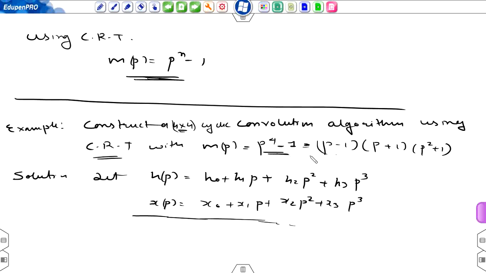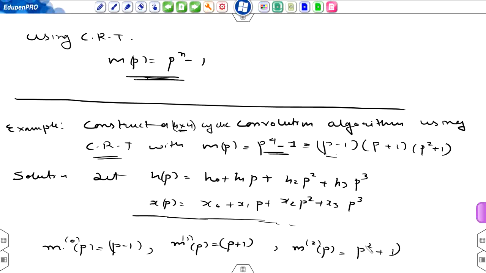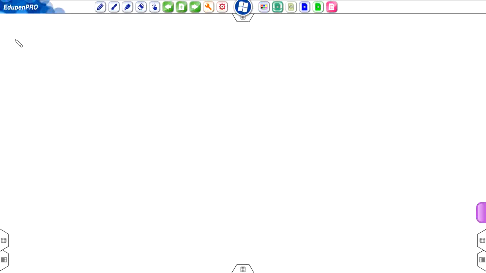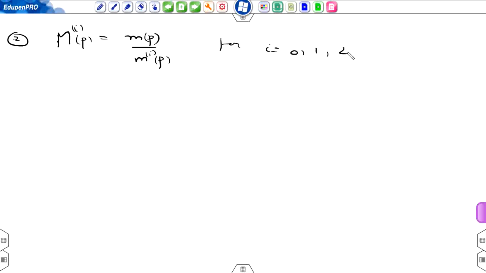Okay, so this modulus is having 3 factors, so I can write m of 0p is equal to p minus 1, m of 1p is equal to p plus 1, and m of 2p is equal to p square plus 1. Okay, and in the next step, that is step 2, I have to calculate capital M of ip, that is equal to m of p divided by small m of I p, for I equal to 0, 1 and 2.